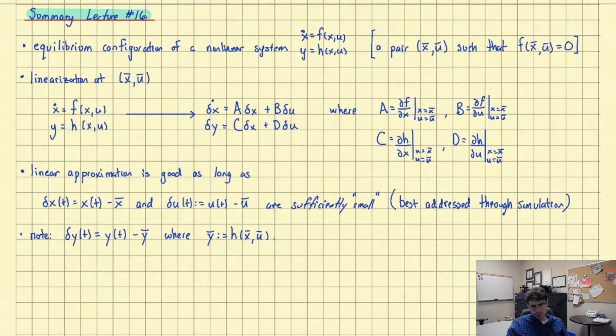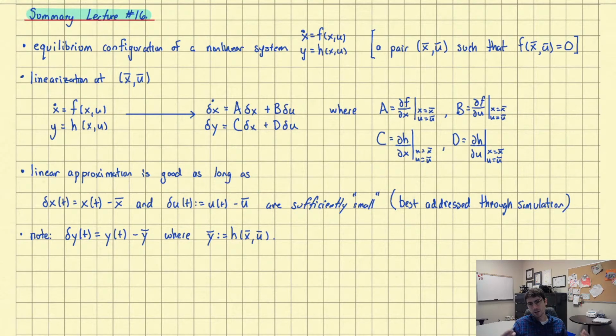Okay, so fine. There are these other symbols, these deltas. Let's talk about that for a second. This linear approximation is going to be good in the sense that the linear model will behave similarly to the original nonlinear model as long as these two quantities, delta x and delta u, are sufficiently small. And what are delta x and delta u? The intuition there is that they're a measure of how far the nonlinear system's state is from equilibrium, as well as how far the control signal is from its equilibrium value.